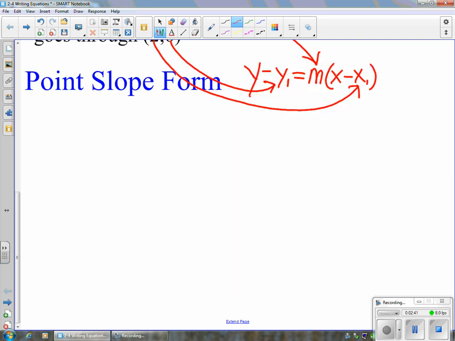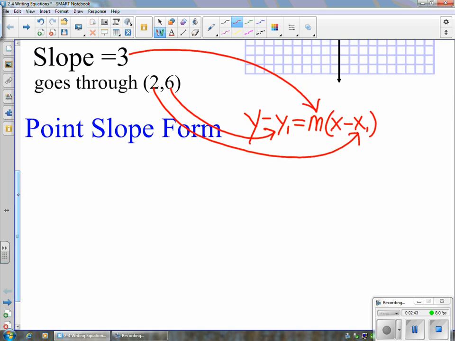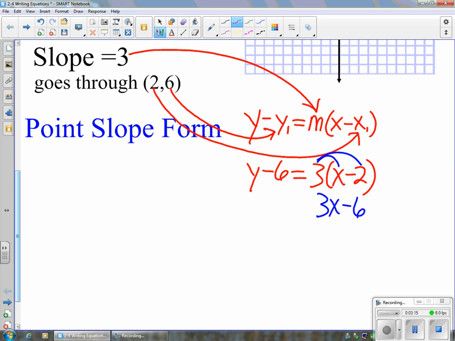So writing this equation can be as simple as saying y minus y1, which is 6, equals m, which is 3, parentheses x minus x1, which is 2. And so once you put this in point-slope form, now you're 2 steps away from getting it into slope-intercept. First step is going to be distribute. So 3 times x is 3x. 3 times a minus 2 is a minus 6. We still have a y out here, minus 6.